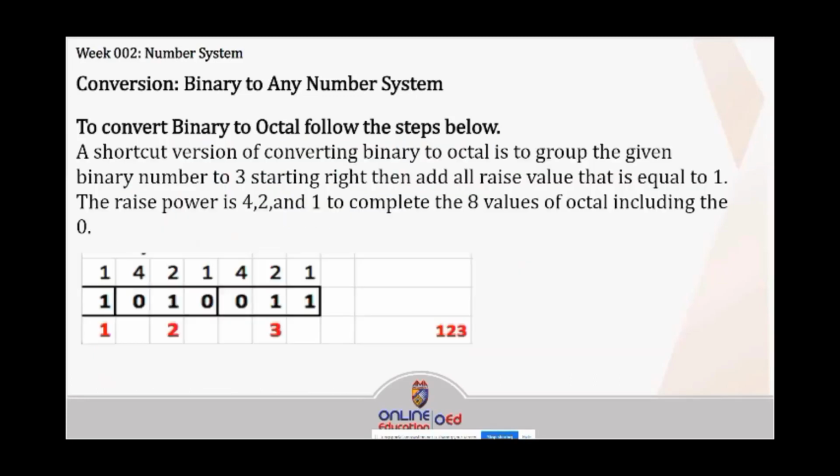Just to show you, when aligned, this is the binary. We have 1 and 2, so 1 plus 2 is 3. Next, what lines up with this is the 2, so 2. And what lines up with this is 1, so 1, 2, 3.